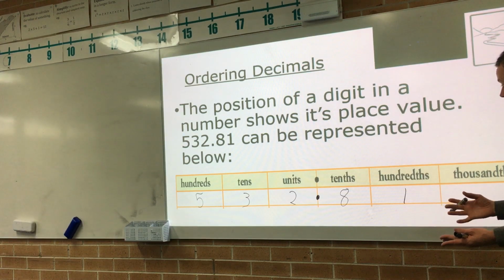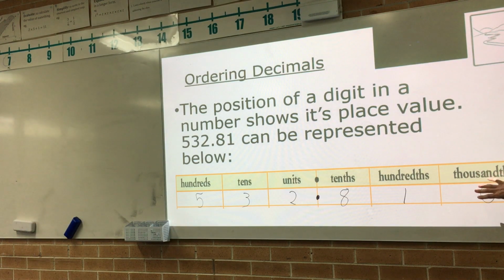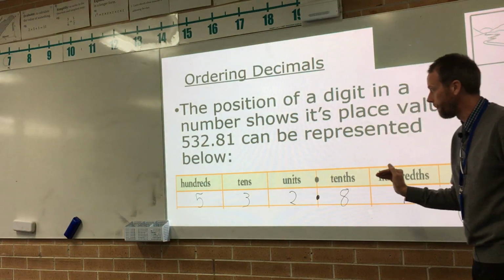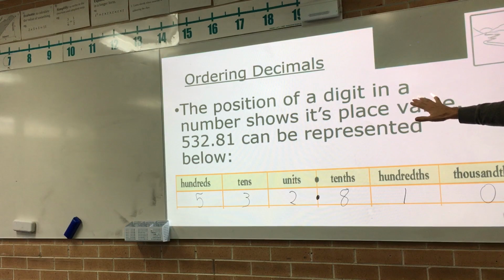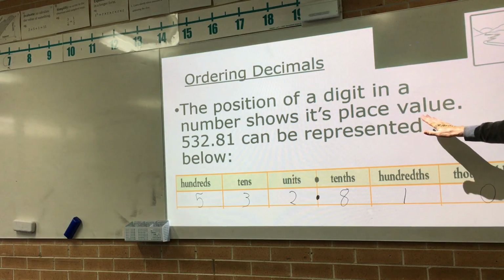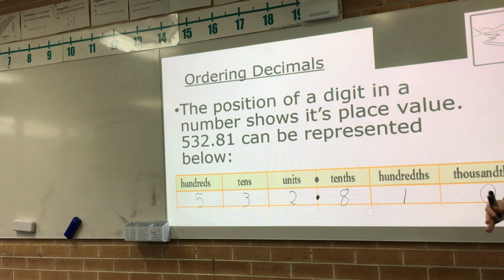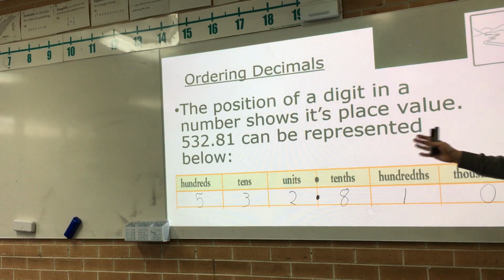In reality, if I had a table like this, I could actually put a 0 in the thousandths column. It does not change the number at all because it's after the decimal point. It's like if you put a 0 up here, it still would not change the number. So the position of a digit shows its place value. For example, that's 532.81 in a place value table.